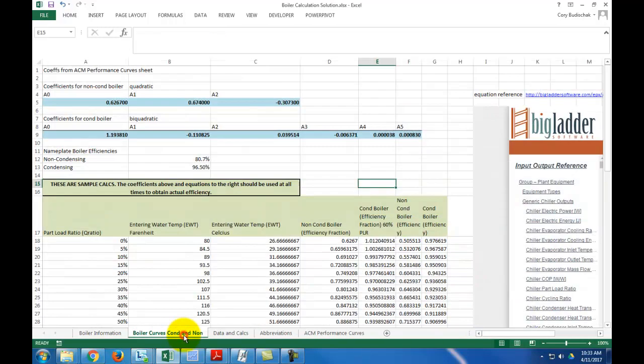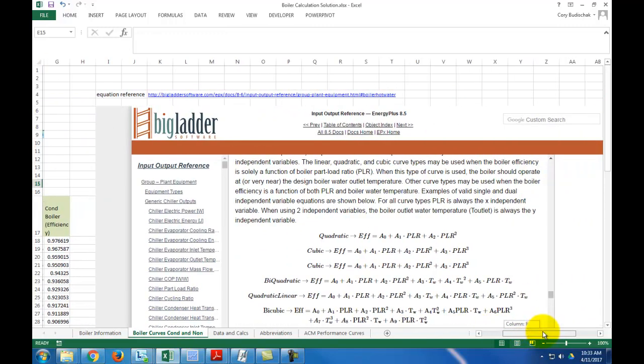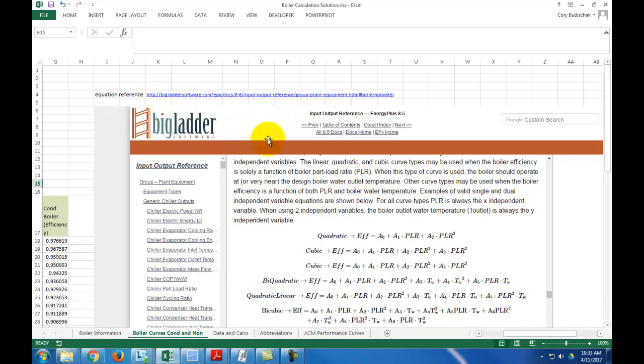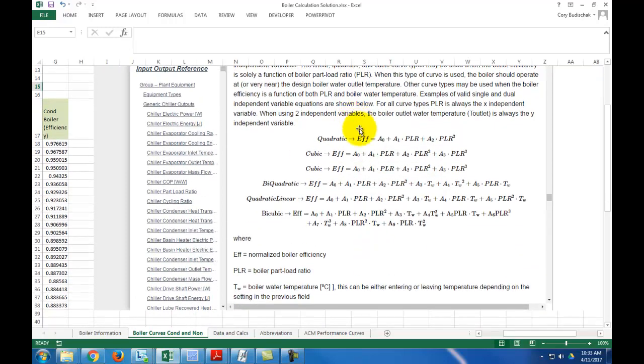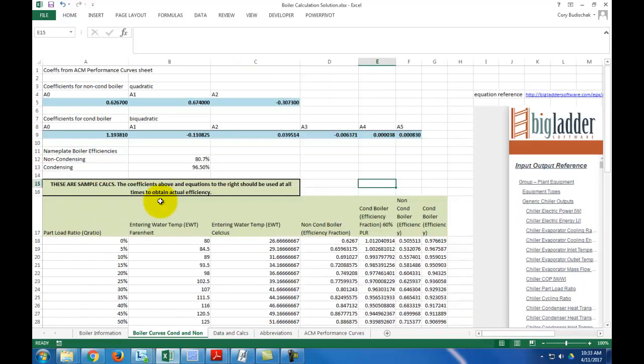So I also have here what that means. This is from Big Ladder Software. They keep all the EnergyPlus documentation online, and here's what the equation means. You have your A0, A1, A2 for quadratic. Those are just coefficients, and then PLR is your part load ratio, and that gives you your efficiency. For the biquadratic, you have more coefficients and the part load ratio, but you also have the entering water temperature, and we'll see that that's important for the condensing boiler. Okay, so that's why I have these things up here.